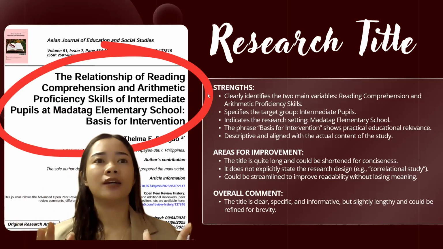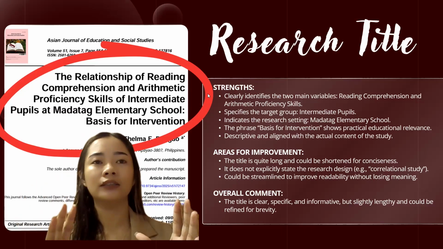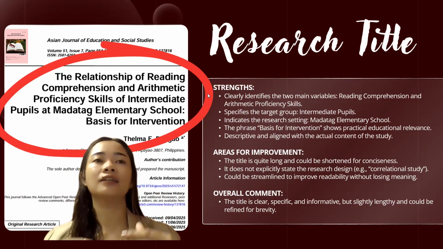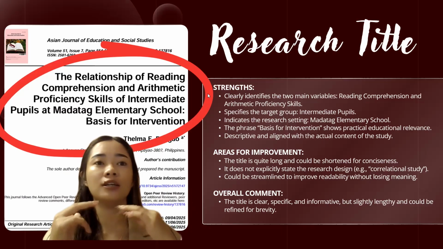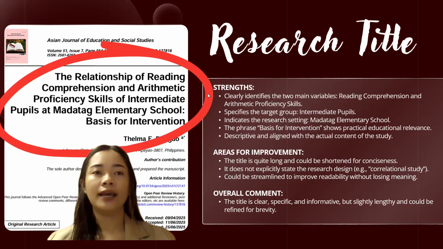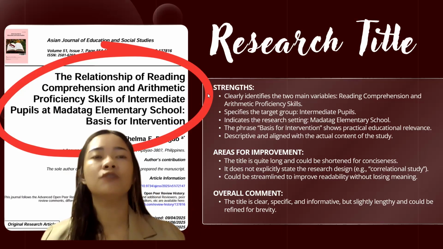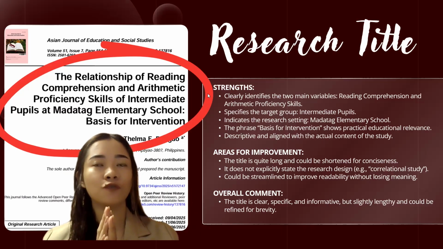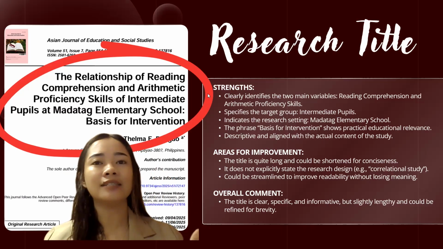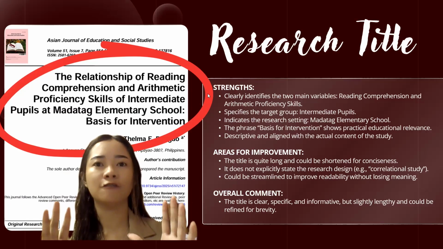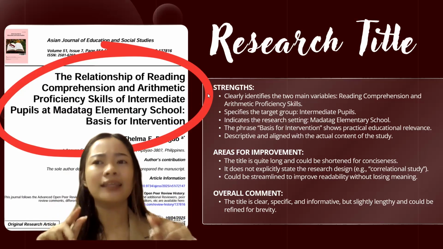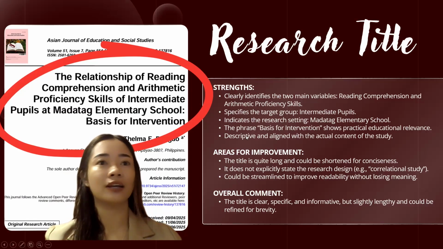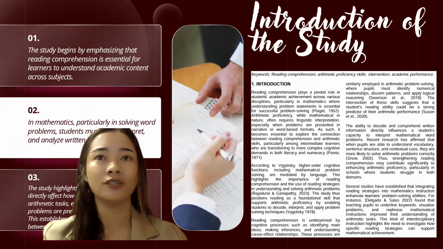For the areas for improvement, as you can see, the title is quite long, so it could be shortened for conciseness. It does not explicitly state the research design, which is a correlational study. It could be streamlined to improve readability without losing its meaning. My overall comment or evaluation for the research title: the title is very clear, specific, and informative, but slightly lengthy and could be refined for brevity. So we are done with the research title, and let's proceed with the introduction of the study.